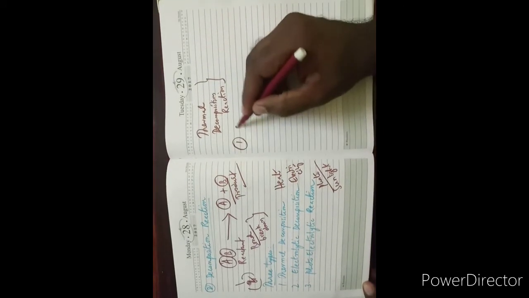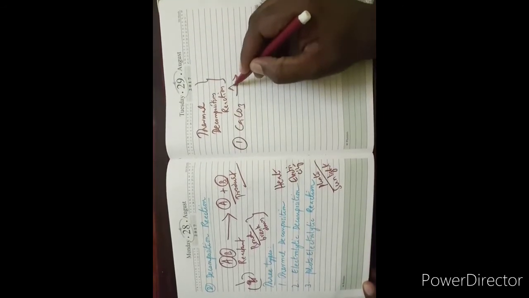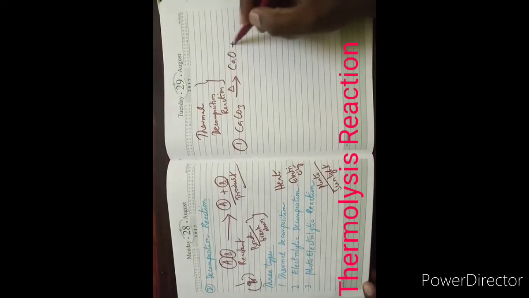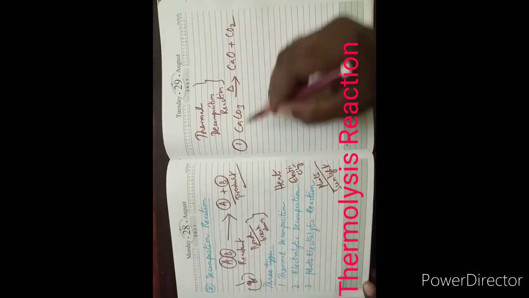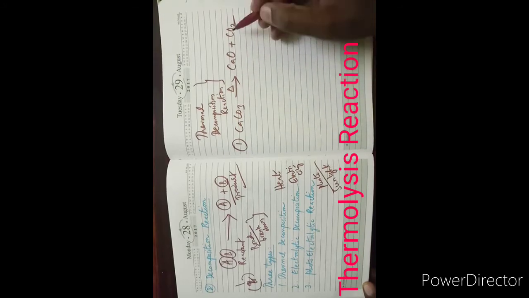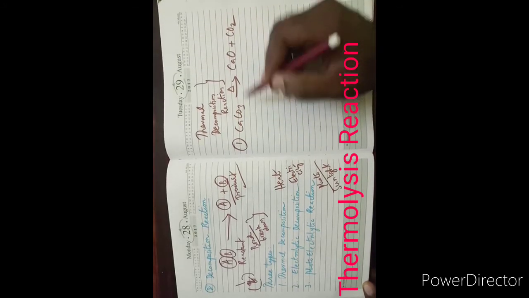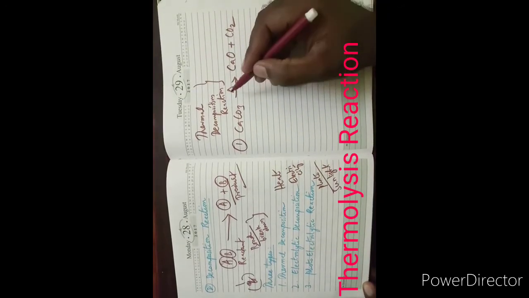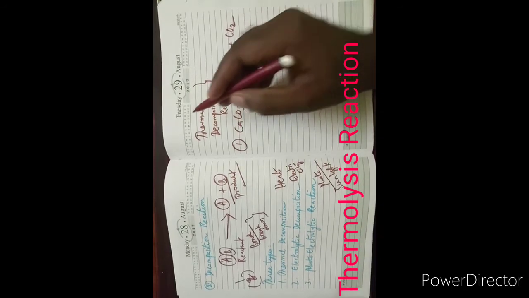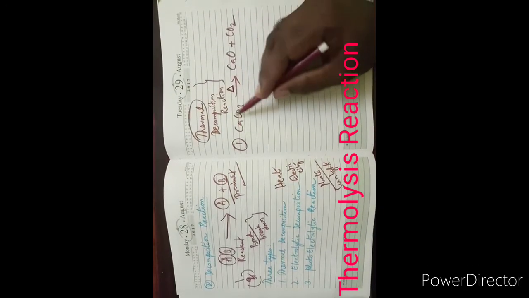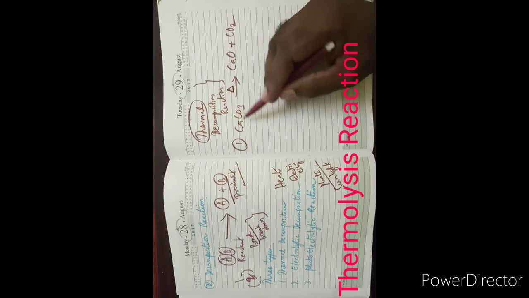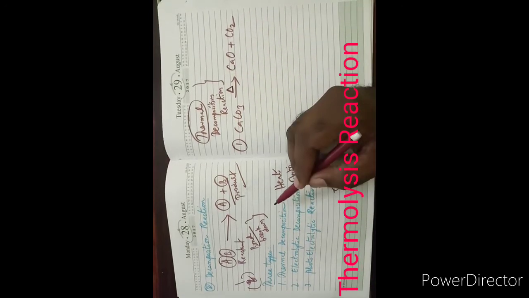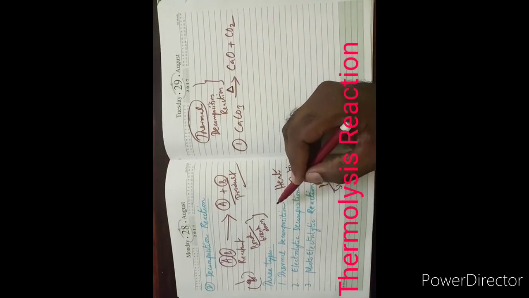See, first example, CaCO3 on application of heat, it is calcium carbonate, it will split into CaO plus CO2. So calcium is 1, carbon is 1, oxygen is 3, here 2 plus 1. So single reactant has been changed into two products by application of heat. So heat is nothing but thermal. The heat has broken down the bonds present in calcium carbonate to form two more compounds. So this is an example for thermal decomposition reaction.